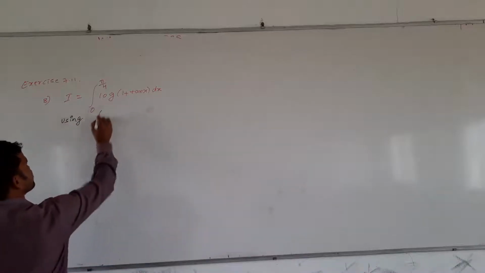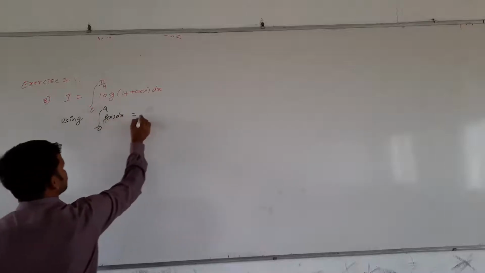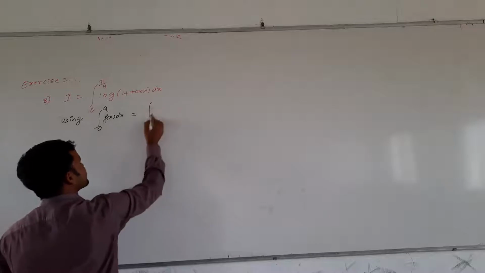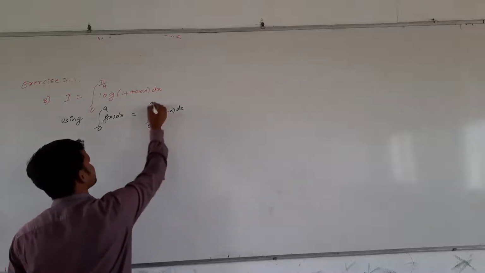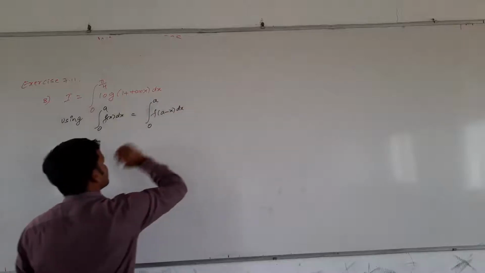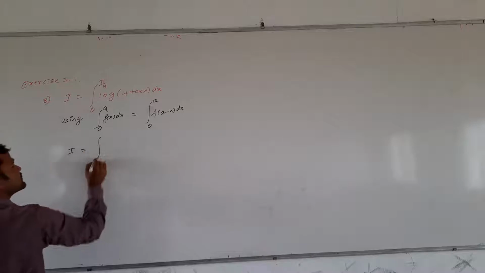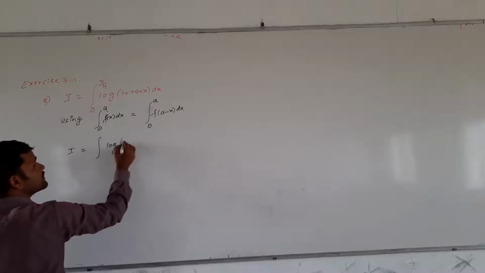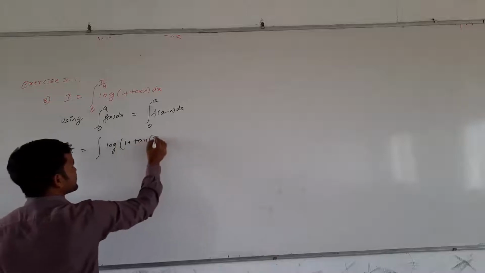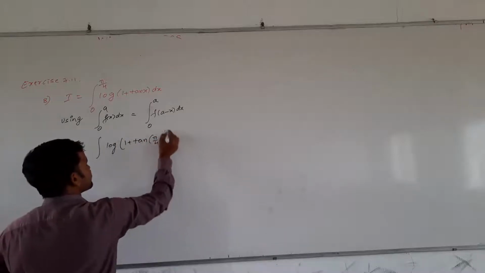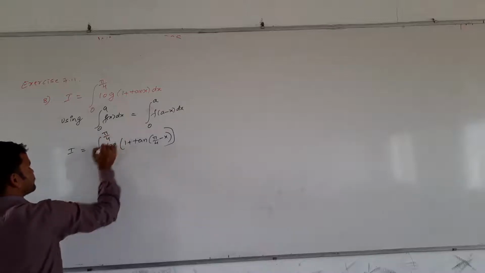Using the property, integration of f of x with respect to x from 0 to a is equal to integration of f of a minus x with respect to x from 0 to a. Okay, I is equal to integration of log of 1 plus tan of, in place of x, a is pi by 4, so it becomes tan of pi by 4 minus x from 0 to pi by 4.